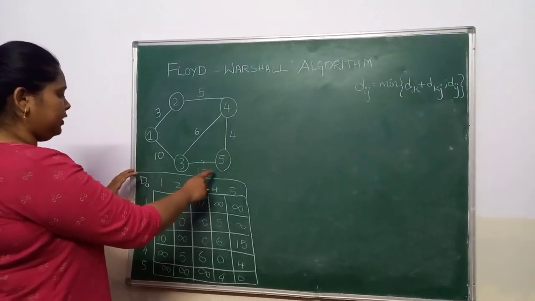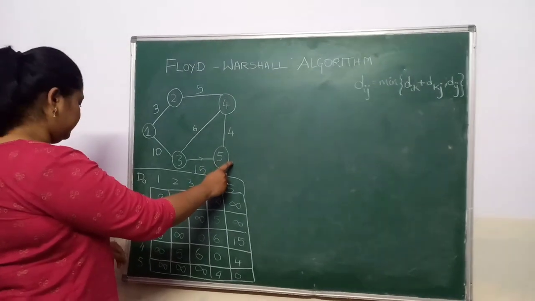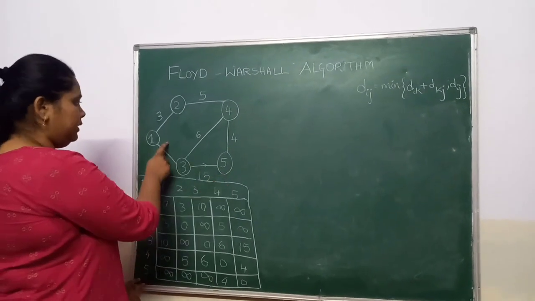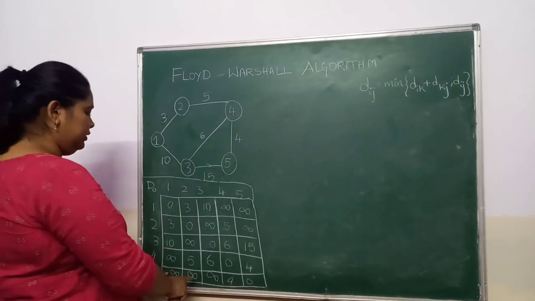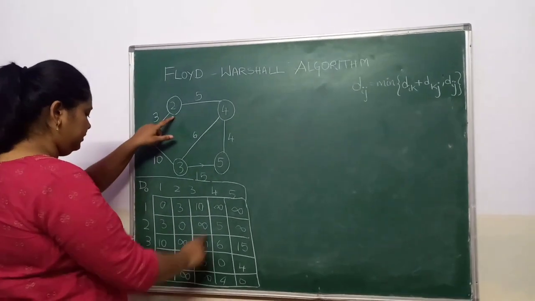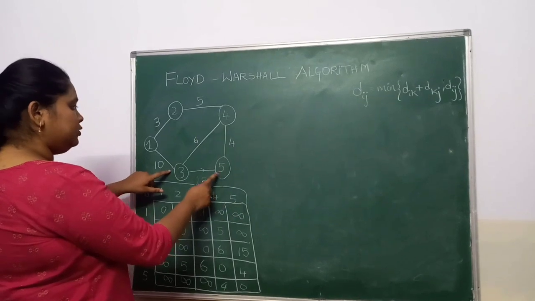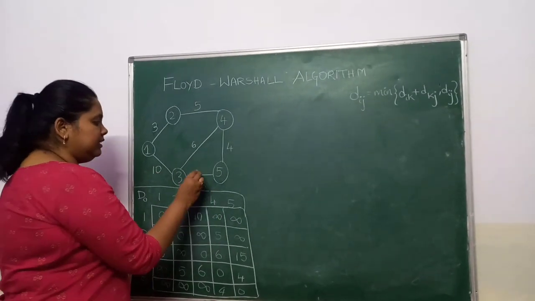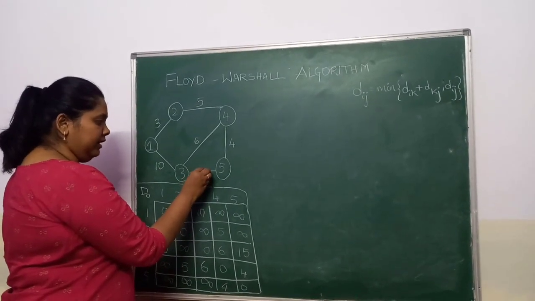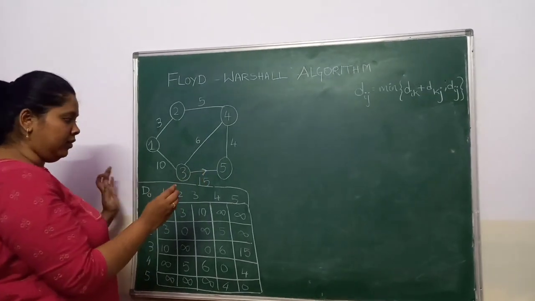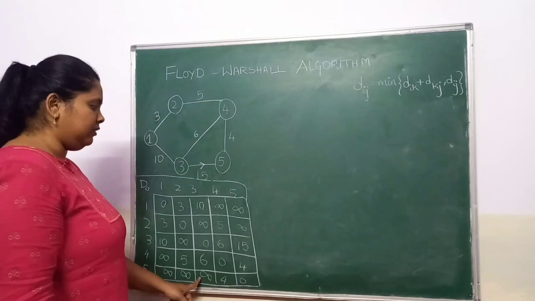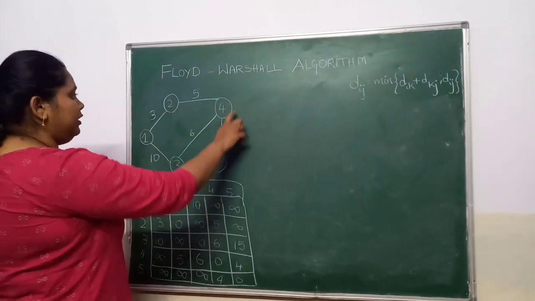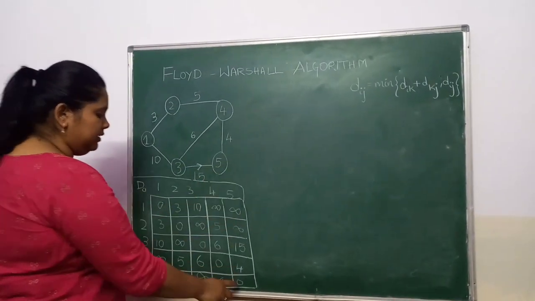Let us see the fifth vertex. From 5 to 1 there is no direct edge, so it is infinity. 5 to 2 there is no edge, so infinity. 5 to 3 there is no direct edge, since the direction connects 3 to 5 and not the other way around, so the value is taken as infinity. And from 5 to 4 it is 4, 5 to 5 is 0.